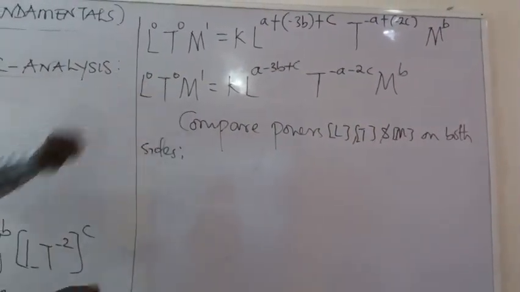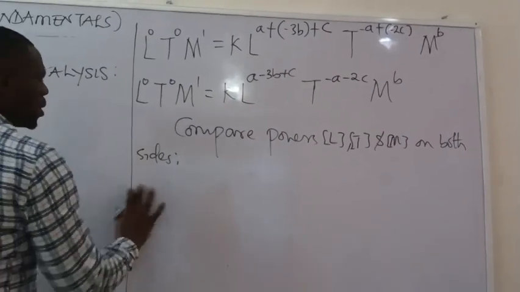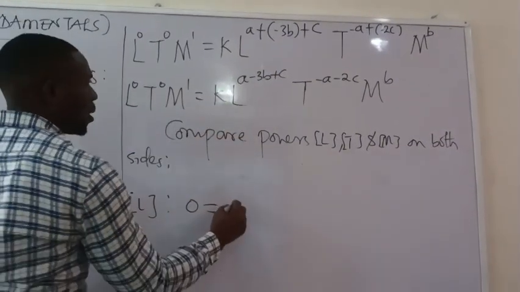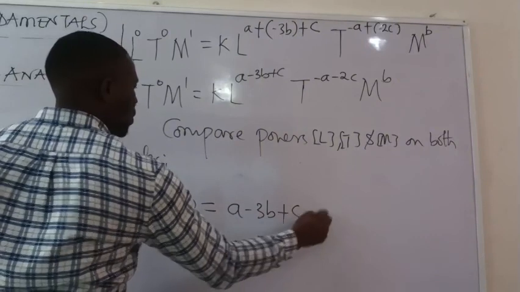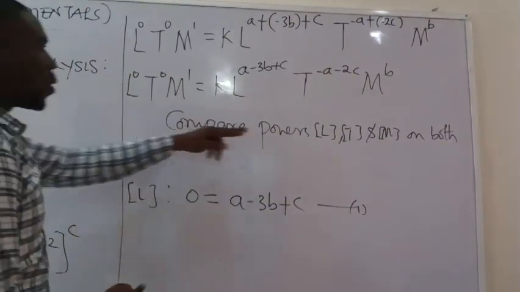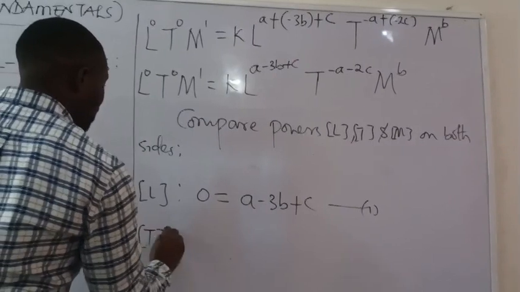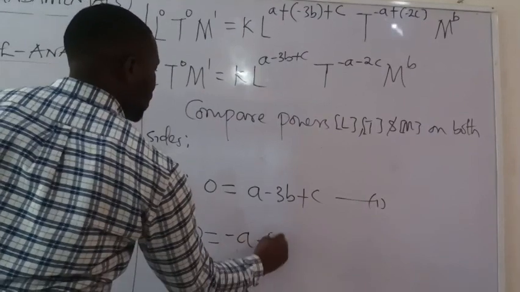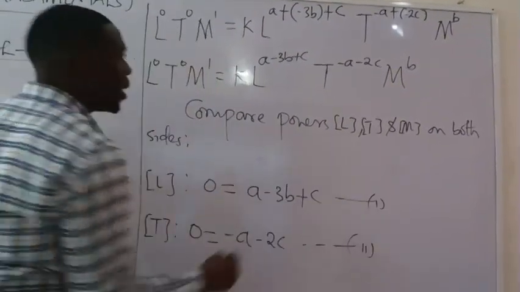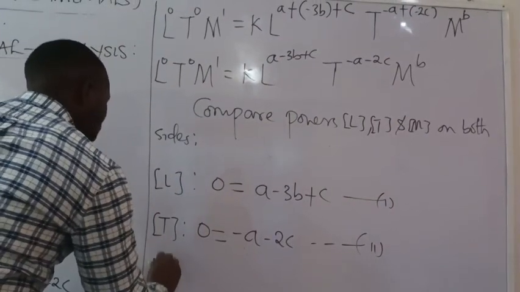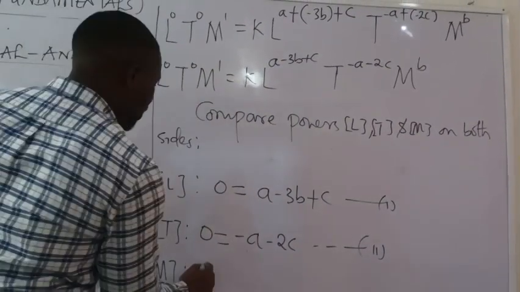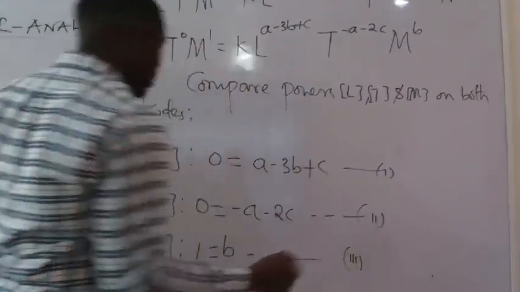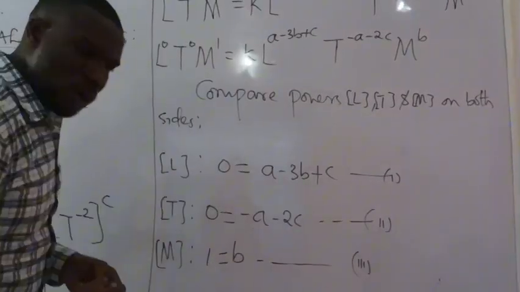All right, let me start off with L. On the left-hand side, the power of L is 0, and on the right side, this is A minus 3B plus C. We'll call this equation 1. Then if I compare the power of T, on the left this is 0, and on the right side, this is minus A minus 2C. We'll call this equation 2. Then for M, on the left-hand side, this is 1, and on the right-hand side, this is B. So this is equation 3. This immediately tells you something: B is 1.